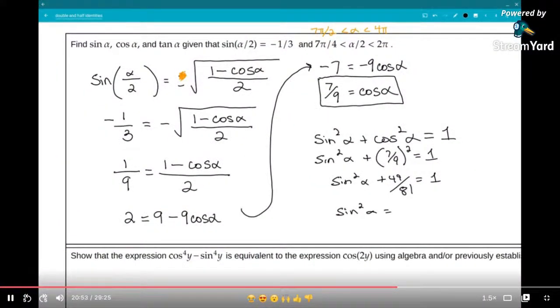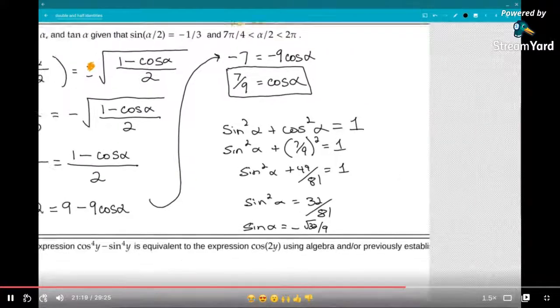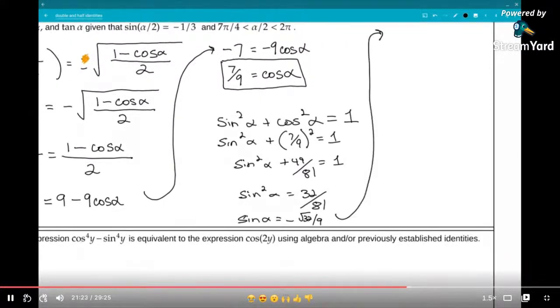Even though I was just talking, you can see the steps to find sine. We use the Pythagorean identity again. It's just common practice in trigonometry. If you have cosine or sine, you can find one or the other, vice versa, using the Pythagorean identity.